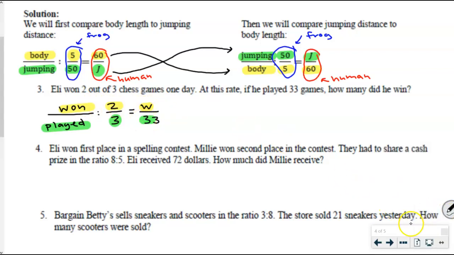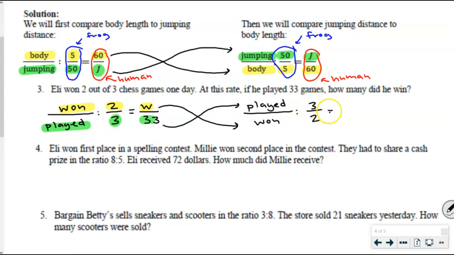Could you solve this? Yes. Are you going to? Not yet. Instead of focusing on solving it, we are now going to write our second one, which is nice and easy. We've done all the brain power over here. Now we just got to flip it. So now instead of games won over games played, it's going to be games played over games won. So it was 2 over 3. Now it's going to be 3 over 2.